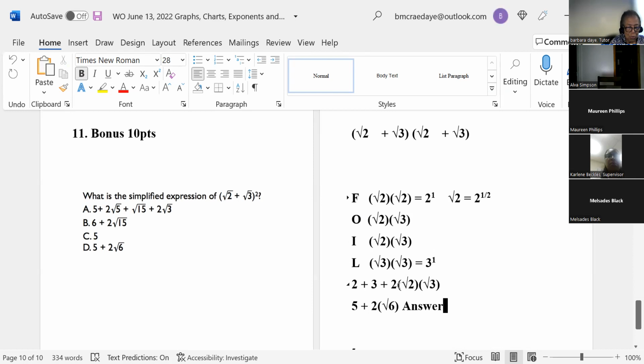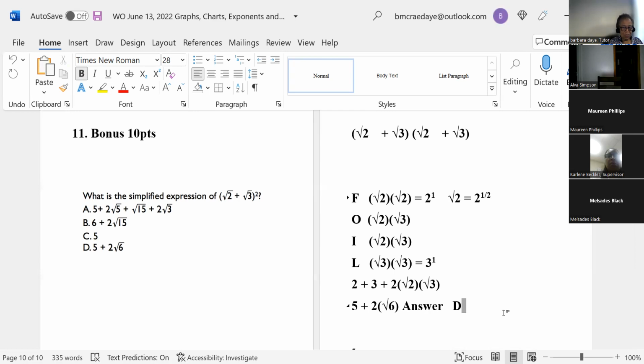So 1 and 1 is 2 times square root of 2 times square root of 3, right? But just like we broke up the radicals into 2 radicals, I can multiply these out to get 6, because 2 times 3 is 6. So 5 plus 2 times square root of 6, which would be answer D.